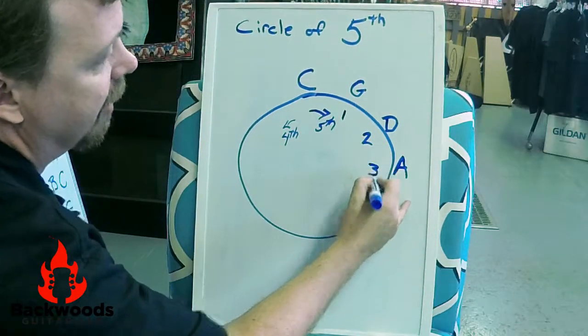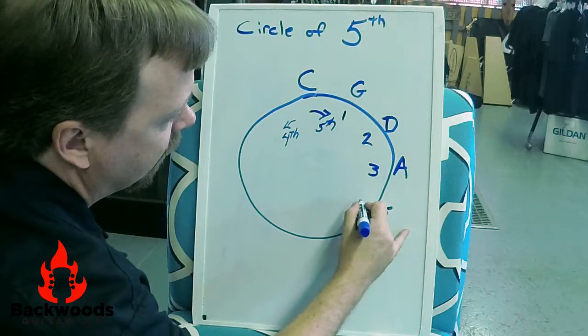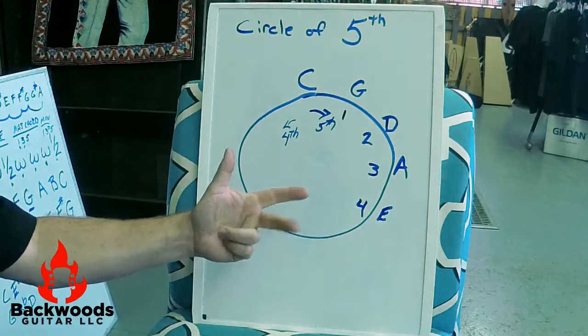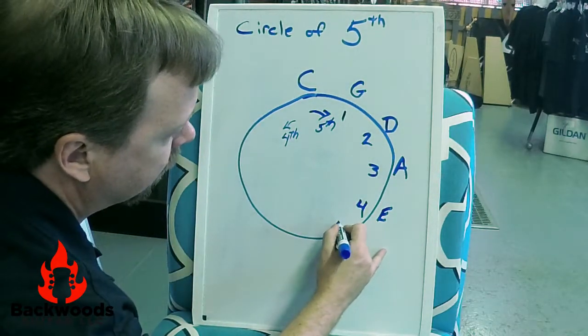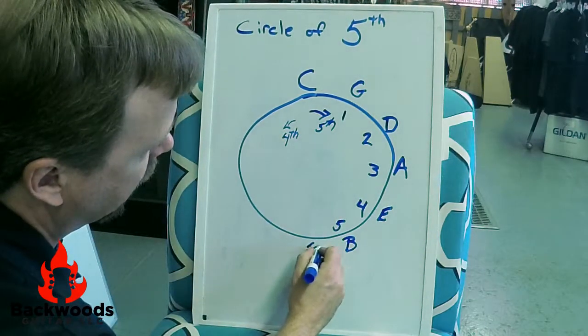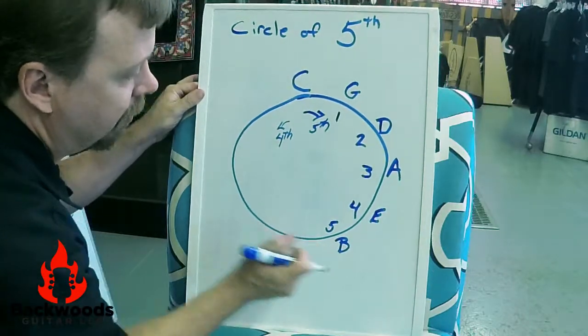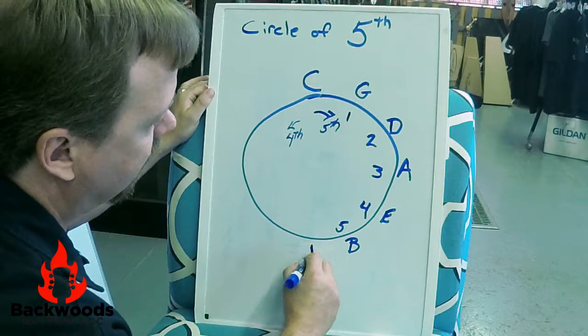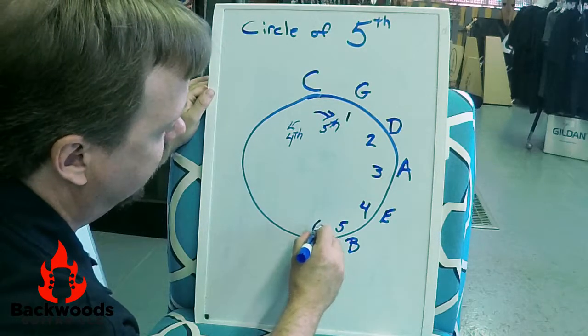At 3, A, B, C, D, E. E, F, G, A, B. B, C, D, E, F sharp. Oops, my terrible handwriting, sorry. F sharp. Has 6.